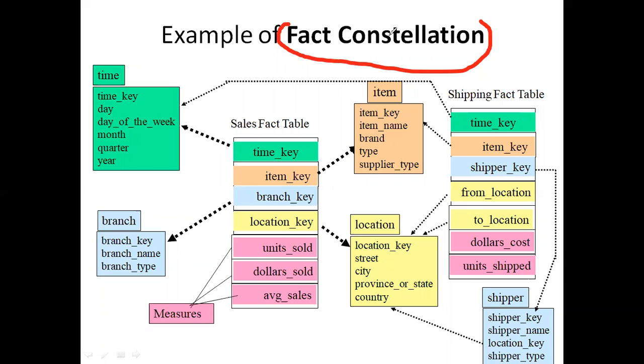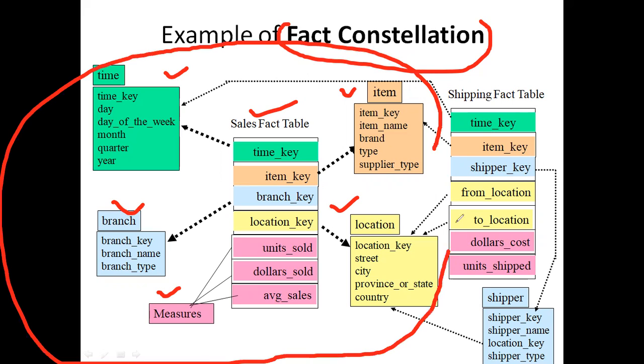Now look at this diagram. Sales fact table, we have time, we have branch, we have measures, item, location. So up to this, you know that this is the simple star schema. Now look at this table, the shipping fact table. You'll see that we have time key, item key, shipper key, from and to location, dollars, cost, unit ships. These are the parts of this shipping fact table.